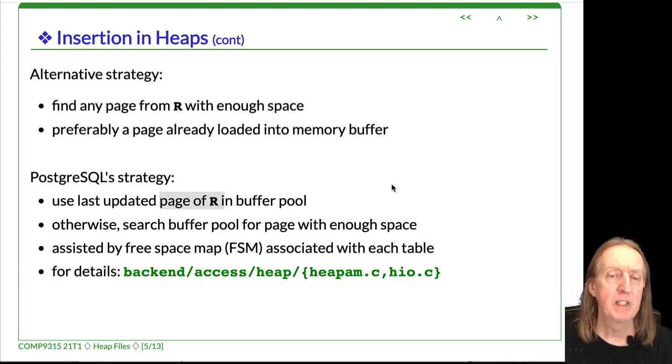Now, Postgres has a mechanism called a free space map, which will help us find a page of R in the buffer pool that does contain enough space. And if there's not such a page already loaded in the buffer pool, of course we have to read it.